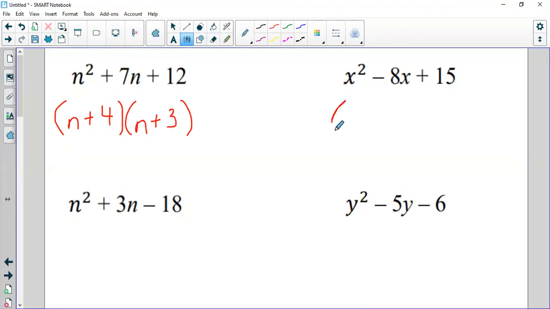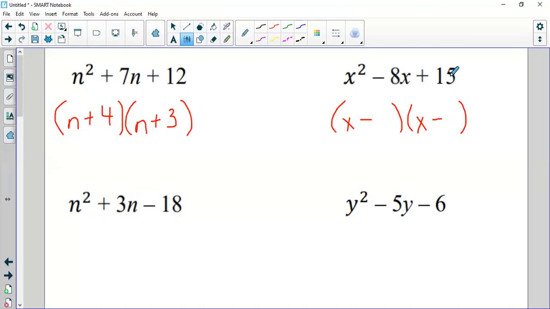Same idea here. I'll make my two parentheses. These are all going to have two parentheses, two binomials. I'll fill in my firsts, my x, my x. That's how I get my x squared there. And look at my c. My c is a positive. So I'm going to add to make the b, and I need a negative number. So I need two negatives here, because a negative times a negative makes my positive 15, and a negative plus another negative makes even more negative.